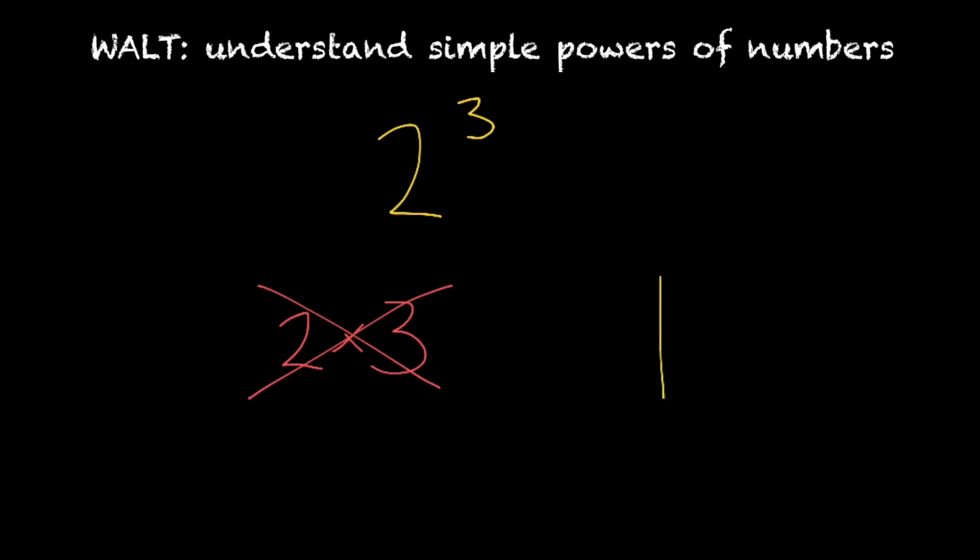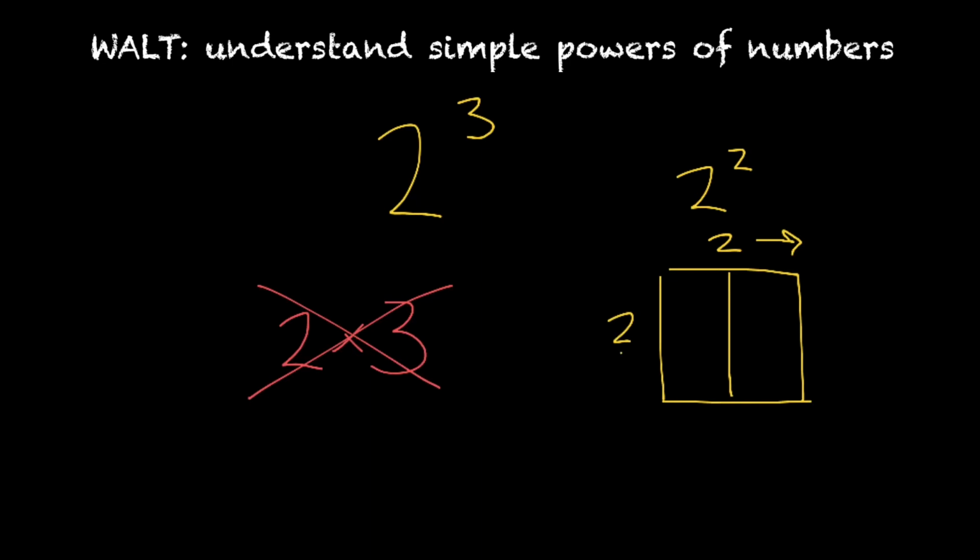And you know how when we did squared, we drew a little grid for 2 squared. We'd have 2 going across that way, and we'd have 2 coming down this way, and we had a square number for the number 2. If we are talking about cubed, we're actually adding an extra dimension to our picture. So we've actually got a cube here now.